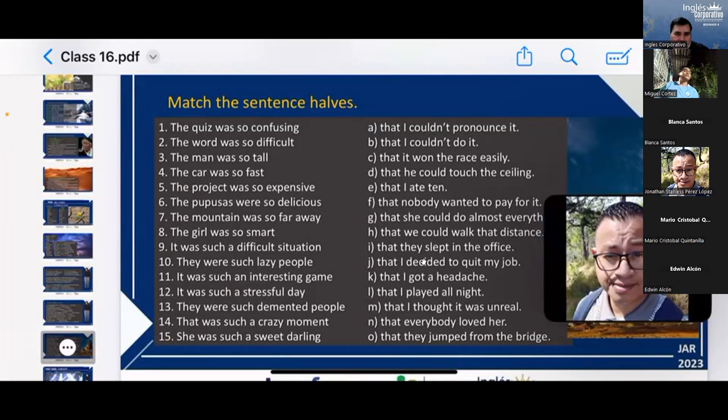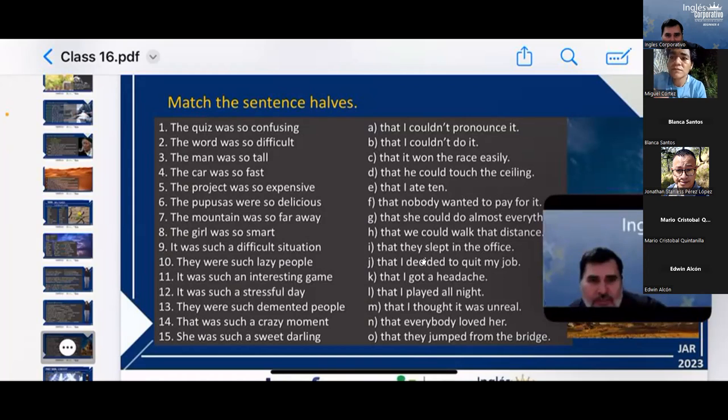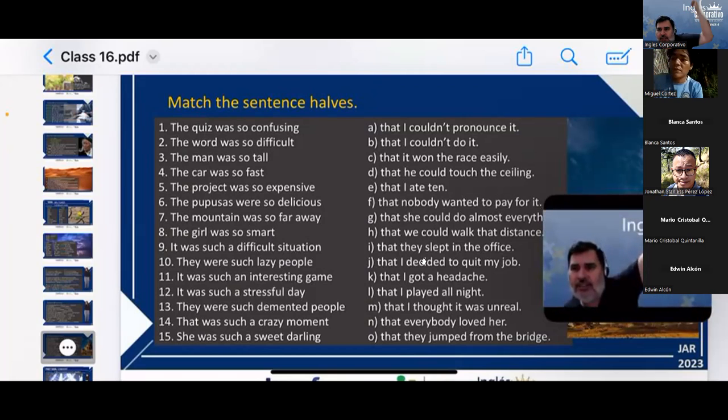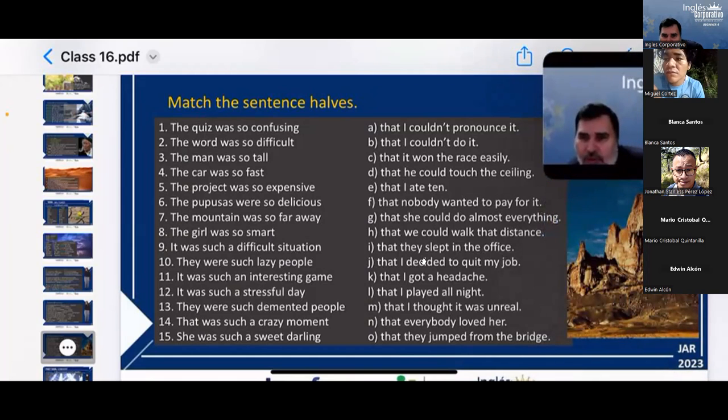The quiz is so confusing that I couldn't do it. Letter B. One B, two A. And three, what? The man was so tall that he could touch the ceiling.